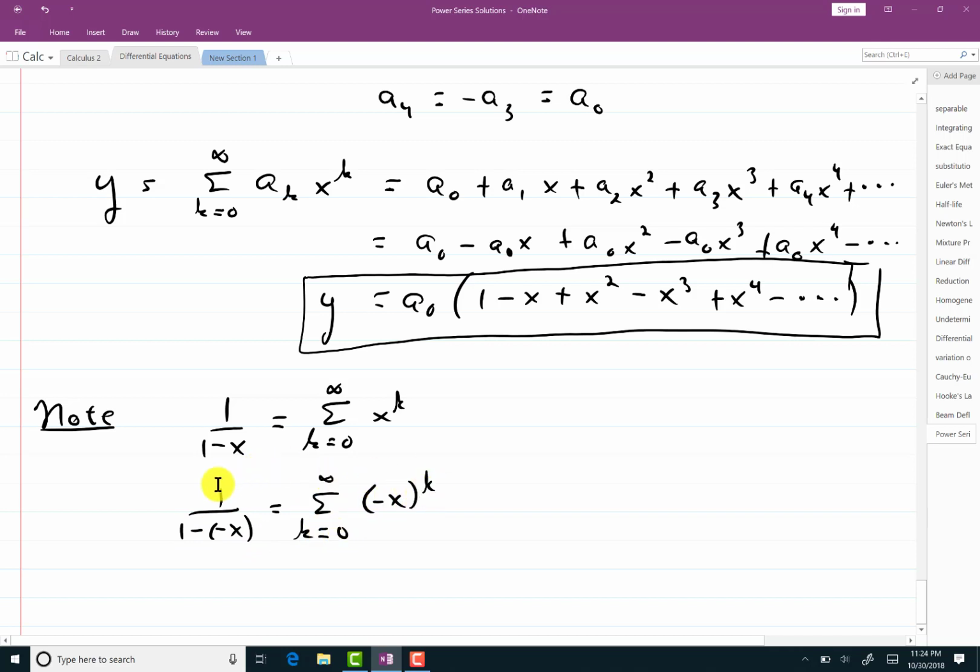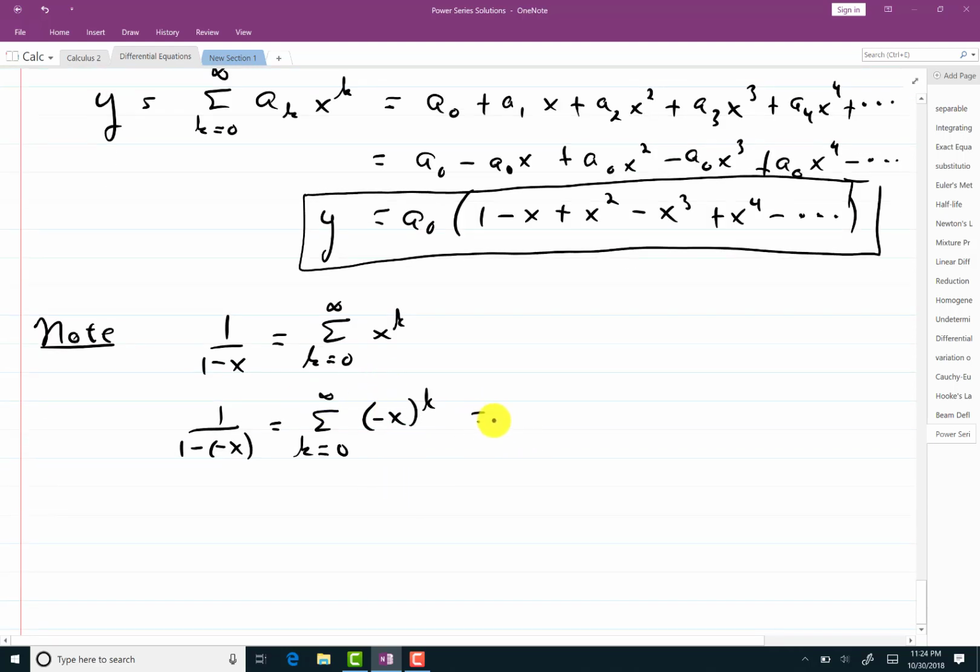So long as x is between negative 1 and 1, negative x is between negative 1 and 1. Well, then this, you can rewrite it as k equals 0 to infinity, negative 1 to the k, x to the k. And you can see that it's alternating. When k equals 0, you're going to get 1. When k equals 1, you're going to get negative x, etc., etc. So our answer that we got in that previous problem was that y equals a sub 0 over 1 plus x. I am not going to go through a lot of details, but this is just a note.